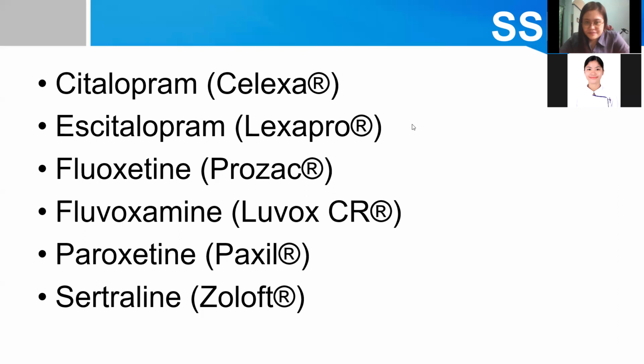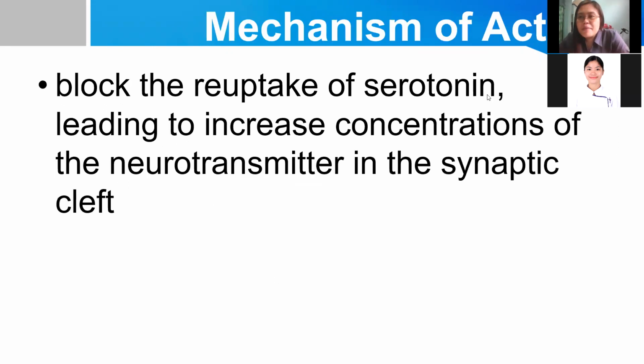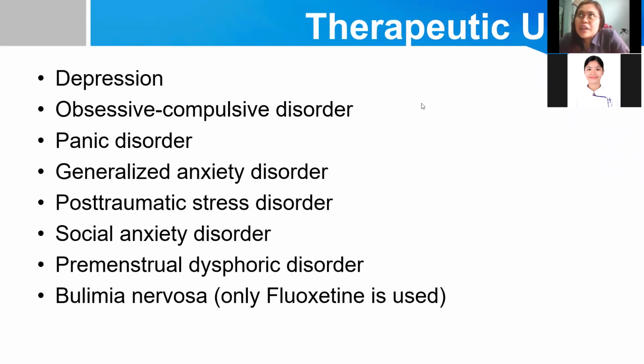Okay? Questions, class, about these drugs? So the next time you encounter these names of drugs, you have to know that these are for depression and they are specific for the inhibition of the reuptake of serotonin. So since the reuptake of serotonin is inhibited, you will have more serotonin available for binding and able to take action in the body. Again, the mechanism of action blocks the reuptake of serotonin, leading to increased concentrations of the neurotransmitter in the synaptic cleft.